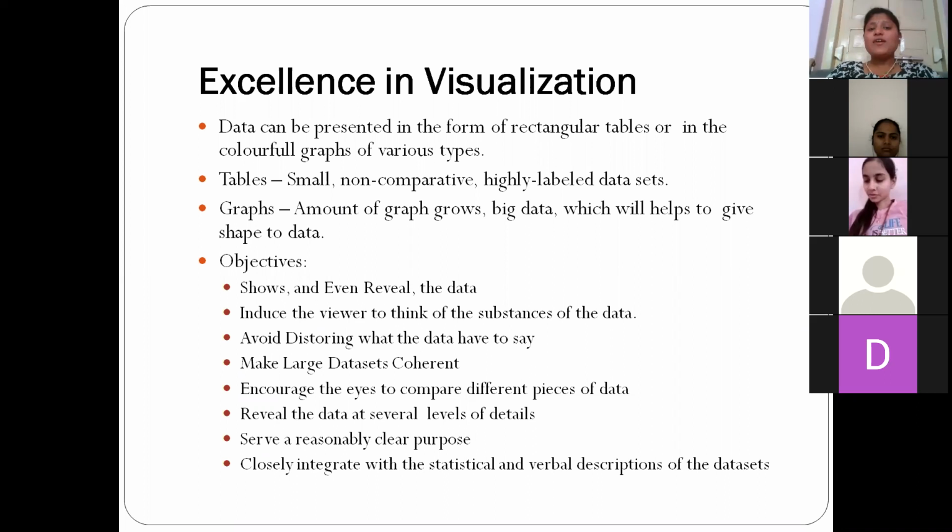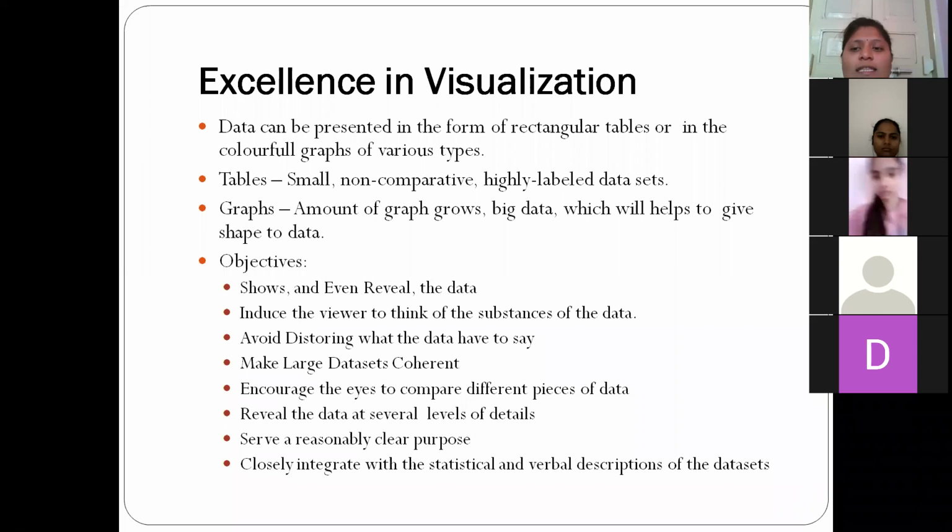If the data is small, non-comparative, with highly labeled data sets, then you can use tables. If the data is growing as time grows, then that data can be represented using graphs, which helps to give shape to the data. This is about graphs. Tables and graphs, there are two things here.